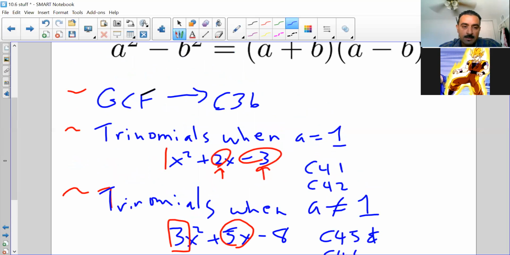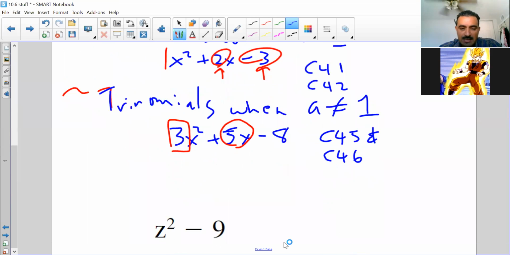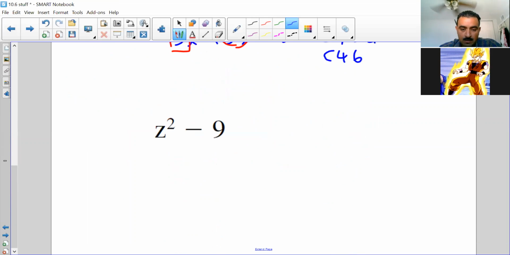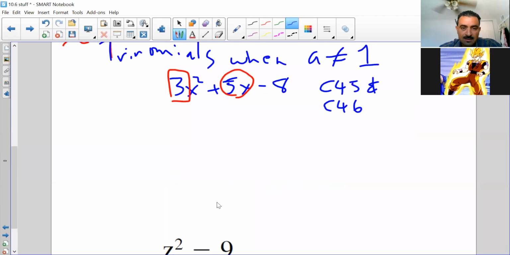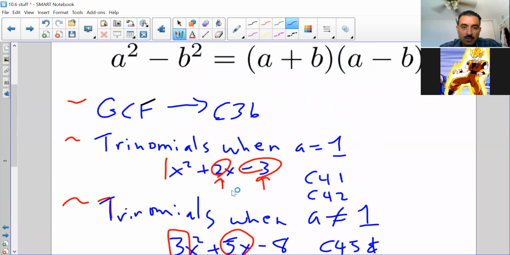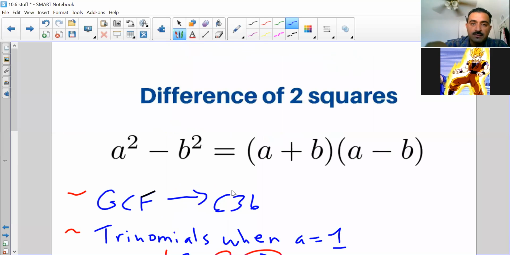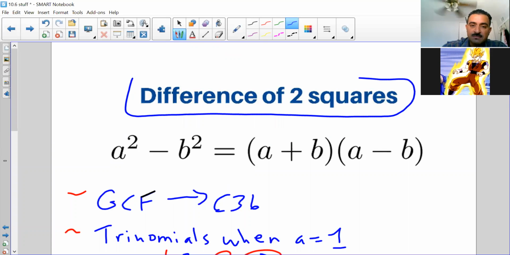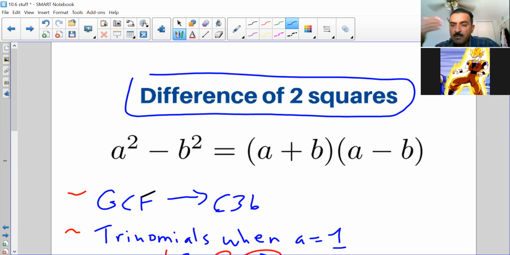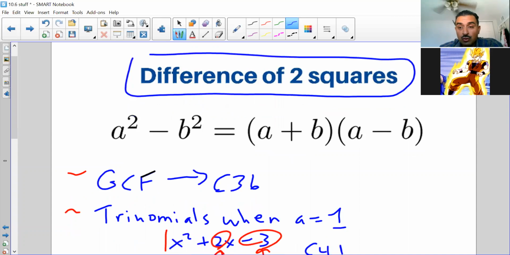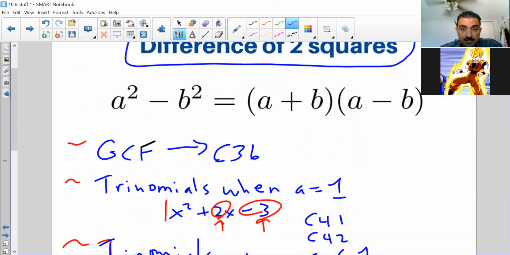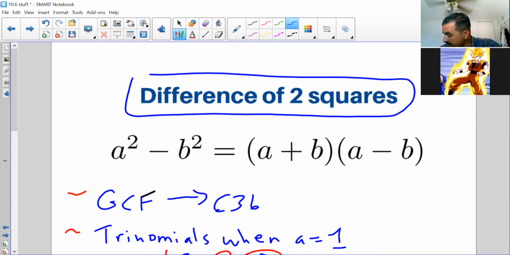And now, last but not least, is the last method of factoring, which is called difference of 2 squares. This is the 4th and final method I'm going to teach this quarter. I'll teach more next quarter, but this quarter is the last one. It's called difference of 2 squares. You started difference of 2 squares last week on C47.